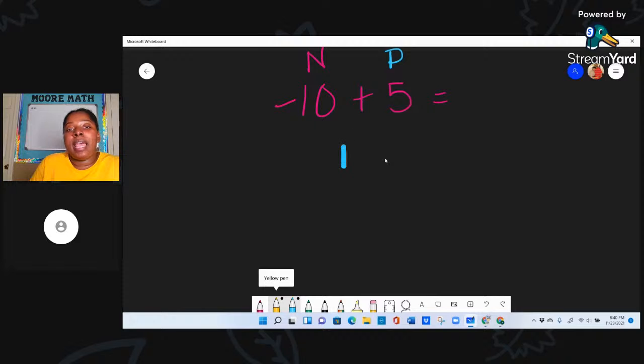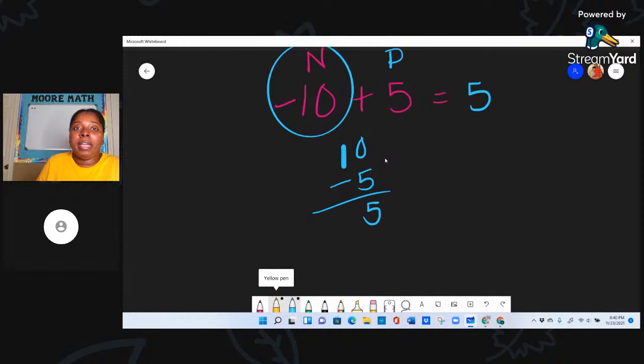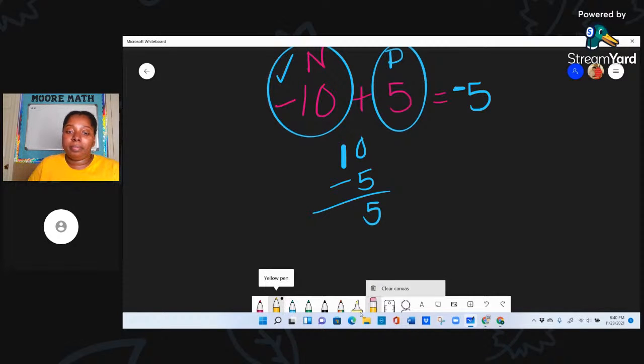So what is 10 minus 5? 5. Okay. Now, which side has more? Are there more negative chips or more positive chips? Negatives. Good. So my answer is going to be -5. Good. Okay. So whatever one has the most chips, that's the sign of my answer. Okay. Let's do another one.